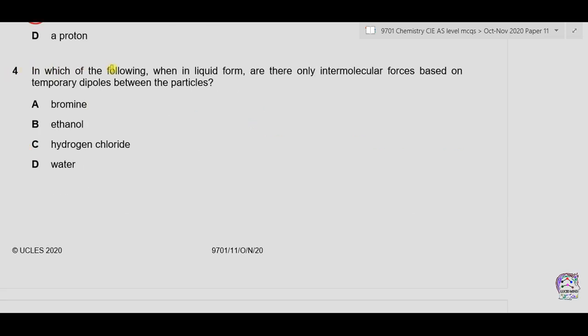Question number 4. In which of the following, when in liquid form, are there only intermolecular forces based on temporary dipoles between the particles? We know that temporary dipoles are between non-polar molecules, so let's find the polarity. We have bromine. Bromine is non-polar as in Br2. Both atoms have the same electronegativity. In ethanol we have oxygen and hydrogen, and therefore hydrogen bonding takes place, and it is a polar compound.